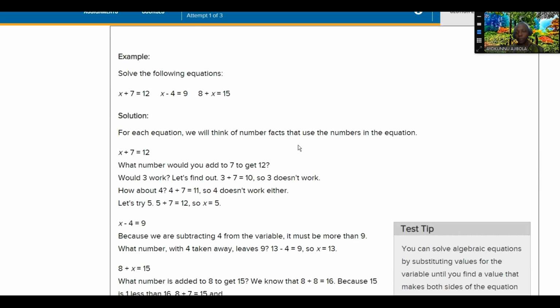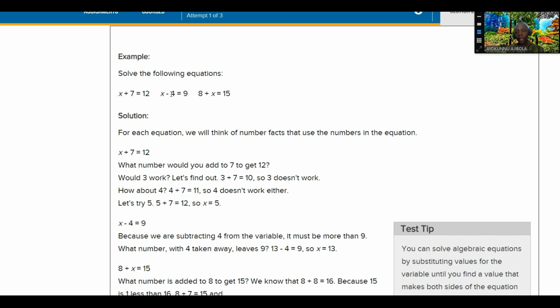Let's look at the examples anyway. Solve the following equations. X plus 7 equal 12. X minus 4 equal 9. And x plus 8 equal 15. What number are you going to add to 7 to get 12? That's 5. So that means x equals 12 minus 7, which is 5. What number are you going to take 4 away from to get 9? That number should be 13.